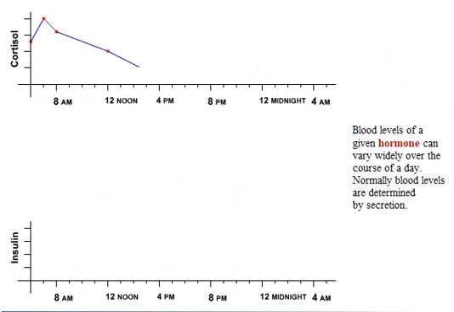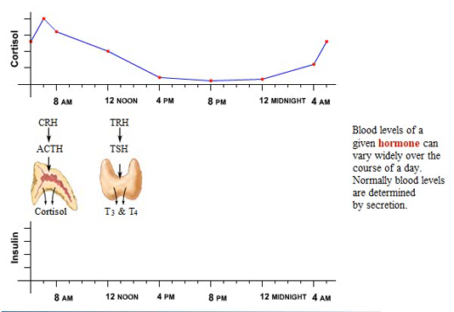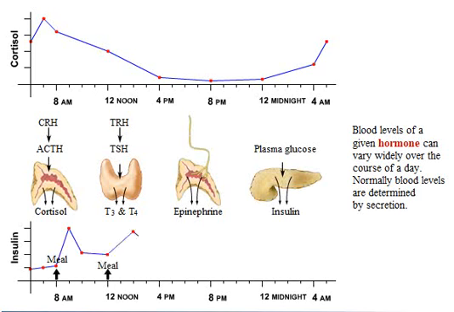Blood levels of a given hormone can vary widely over the course of a day. Normally, blood levels are determined by secretion. Hormones are not secreted at a constant rate. They are secreted in response to stimuli. We noted that cortisol and thyroid hormone are secreted in response to hypothalamic and pituitary hormones. Epinephrine is secreted in response to sympathetic stimulation, and insulin in response to plasma glucose levels.